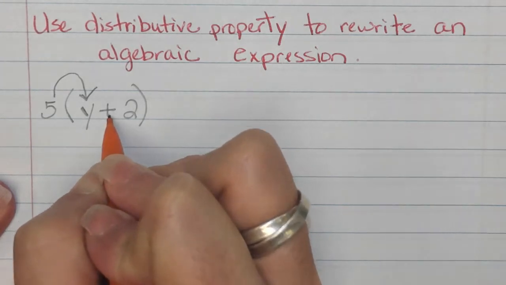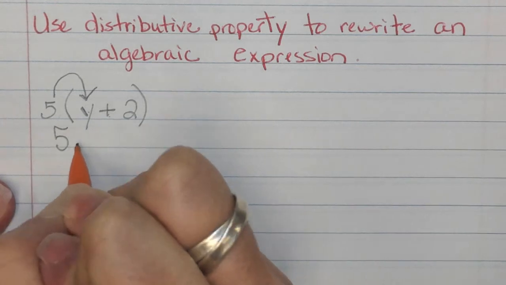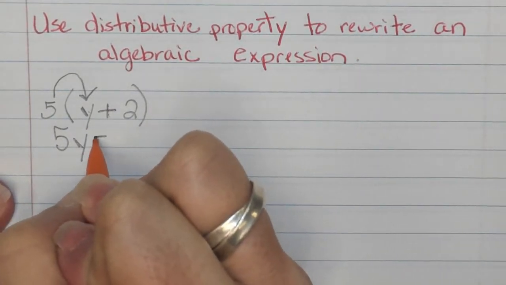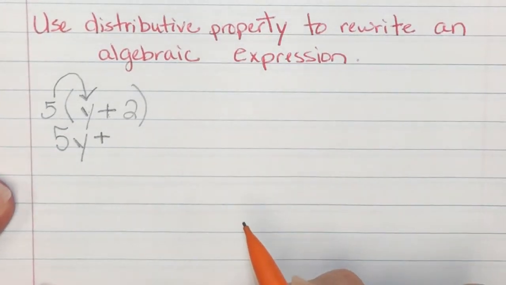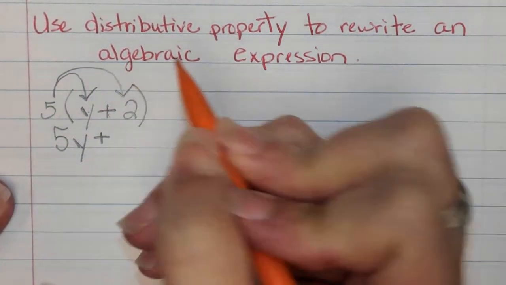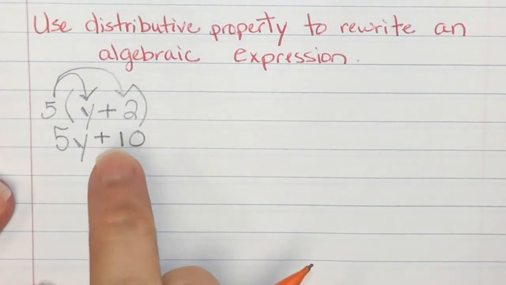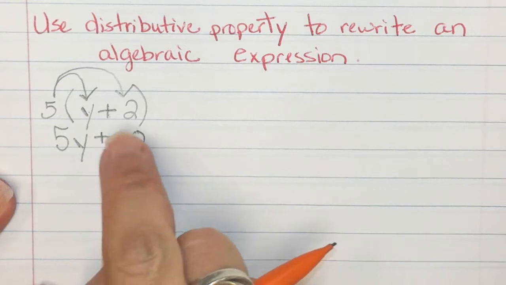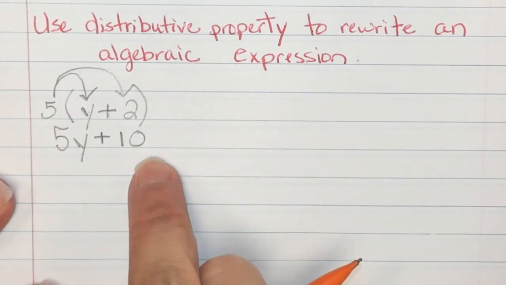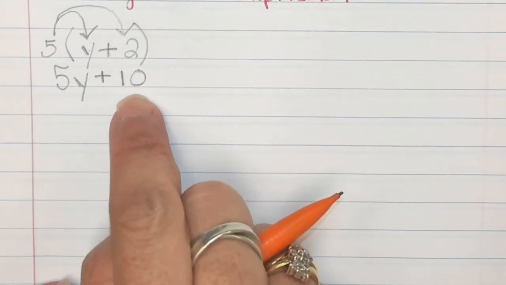But listen, we're not even there yet. I'm still here. 5 times y is 5y. Okay. Now, you do have a plus sign. Just copy the plus sign. And now we're on the last part. 5 times 2 is 10. Now, you have just done distributive property of that math problem. This part is very easy.